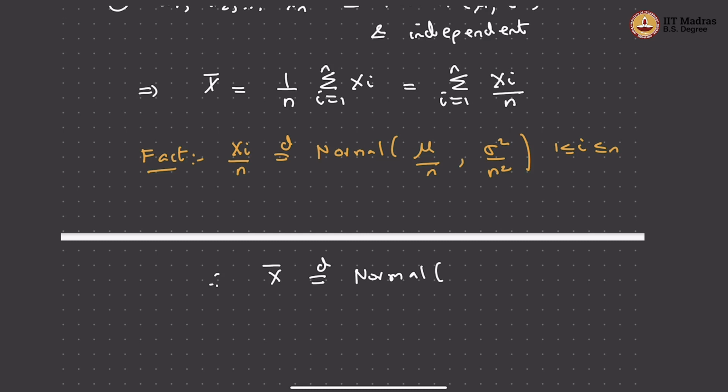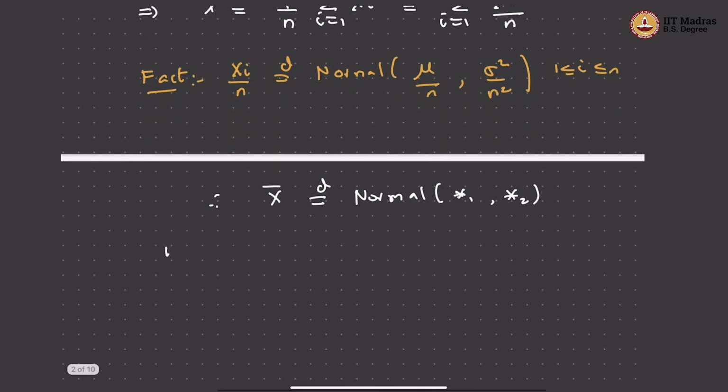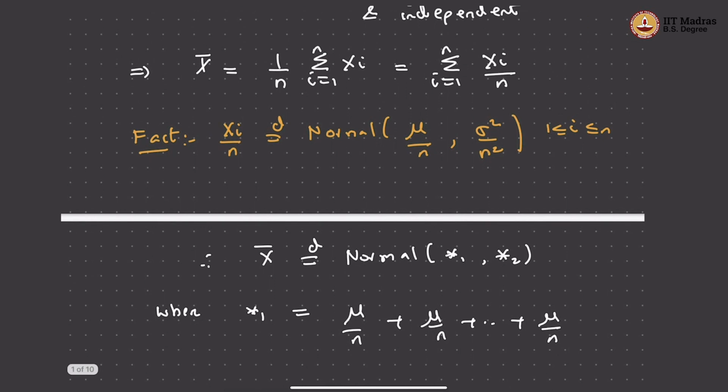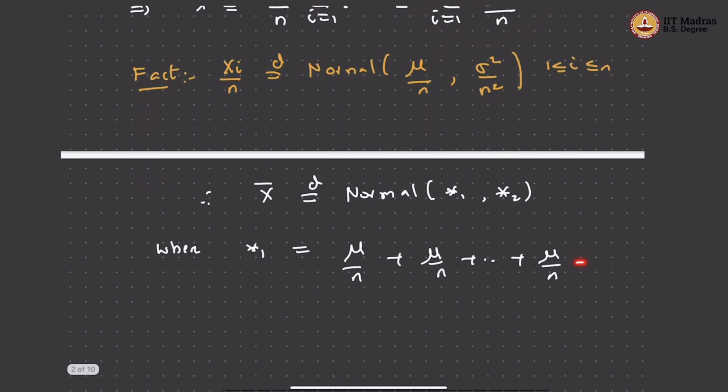Now I'm summing up n of these guys. Each of these guys has mean mu over n. So I'll just get a normal distribution. Let me call the first parameter 1 and the mean parameter 2. The mean parameter is just going to be mu by n plus mu by n plus mu by n, n times, because I have n people right here. So it'll be exactly equal to mu.